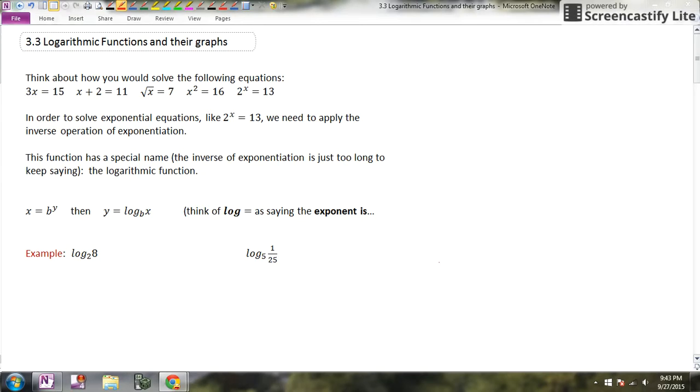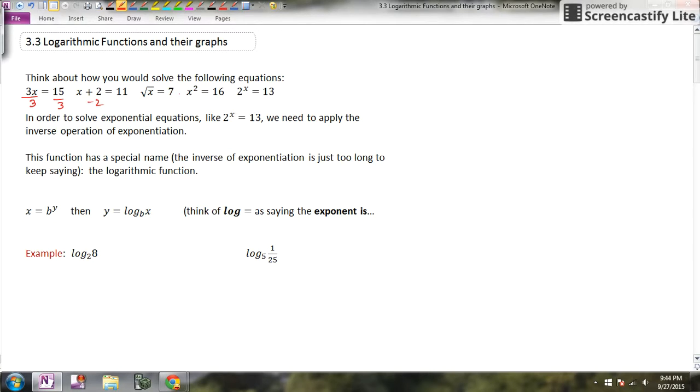All right, think about what you know in math. You know that 3 times x is 15. You know how to solve that because they're multiplied together with the x. I'm going to divide by 3, because division is the inverse operation of multiplication. And so that's how you're able to solve it. If you look at the second one there, you subtract 2. Why? Because addition and subtraction are inverses.